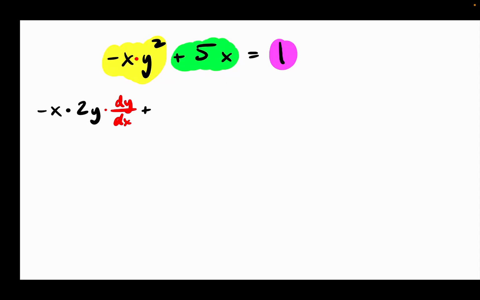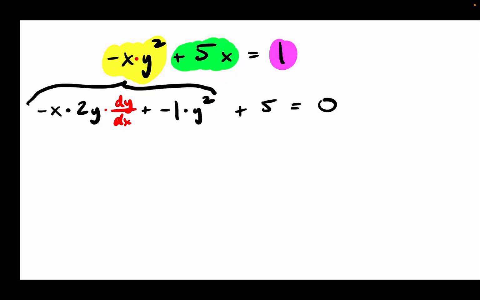Okay, plus, now the opposite. The derivative of the first, negative 1 times y squared. I don't need a tag there because I didn't find derivative of y. I found derivative of x. Okay, that's the derivative of the yellow. Now the derivative of the green, just 5. And then derivative of the pink is 0.